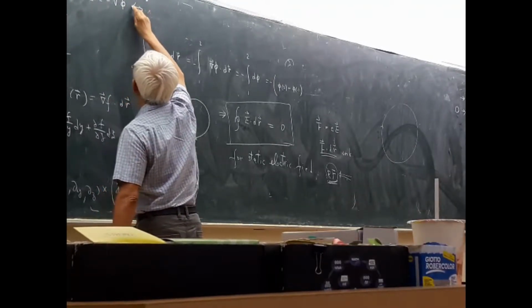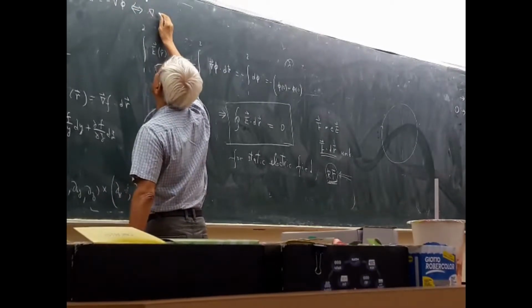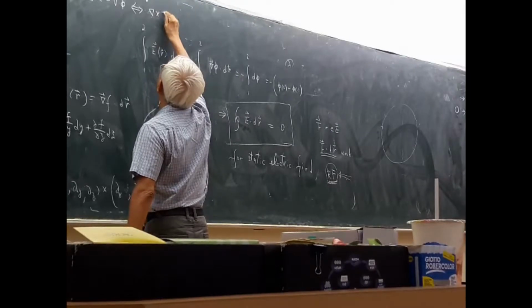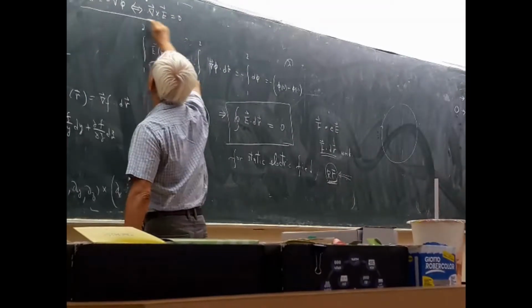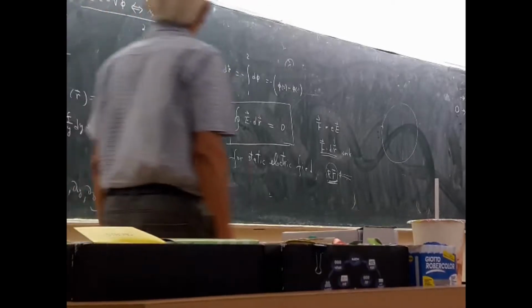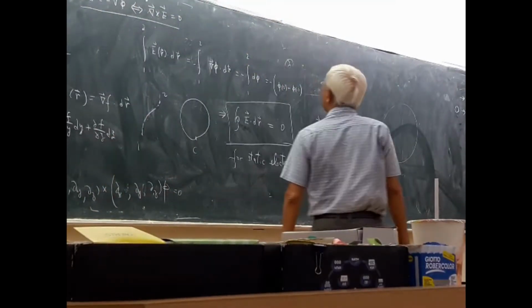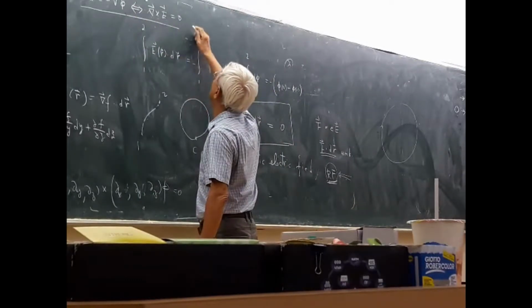In reality, you can prove that. In fact, you can also prove it the other way. I think I gave a proof in the notes. Curl E equal to 0. So the field is called a laminar field.